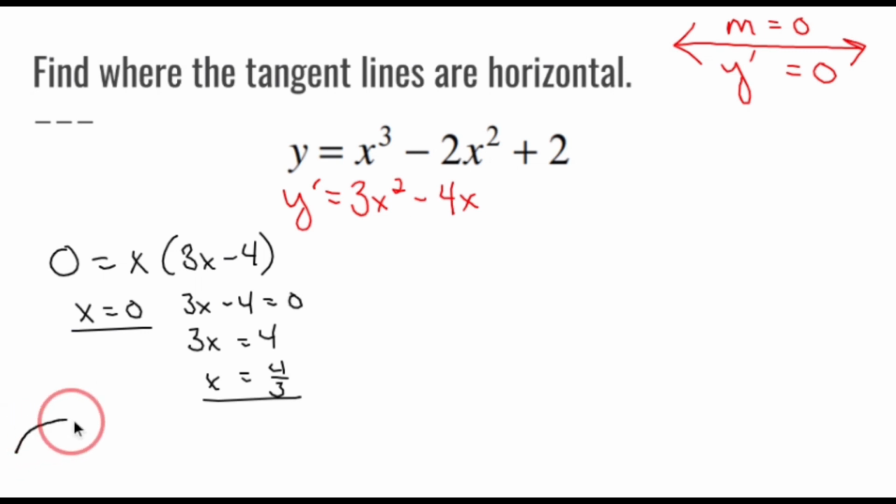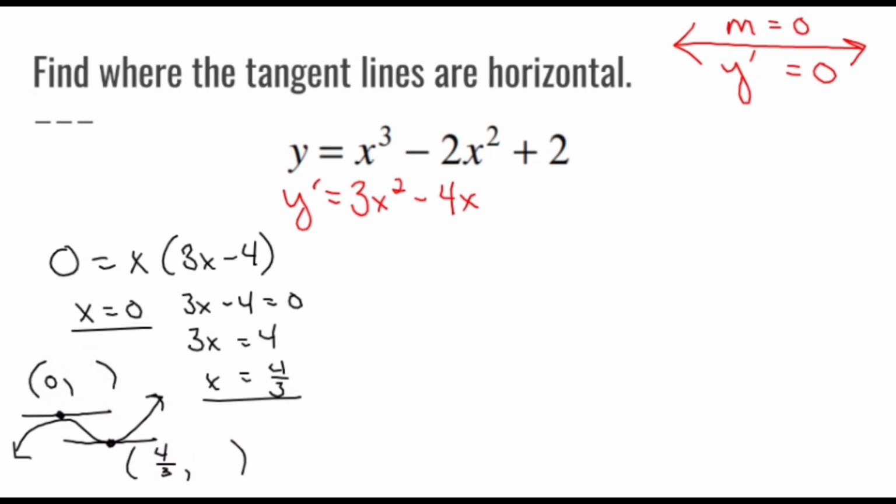Now, I don't know exactly what these values are, but this is a cubic. Cubics look like this. So at the very tippy top is where you're going to get a horizontal tangent line, and at the very bottomy bottom is where you're going to get a horizontal tangent line. I know this happens at x equals 0 and at x equals 4/3. What I don't know is the y value.